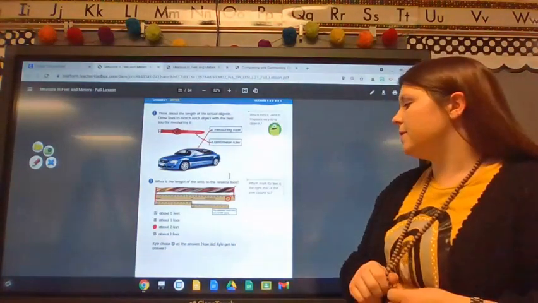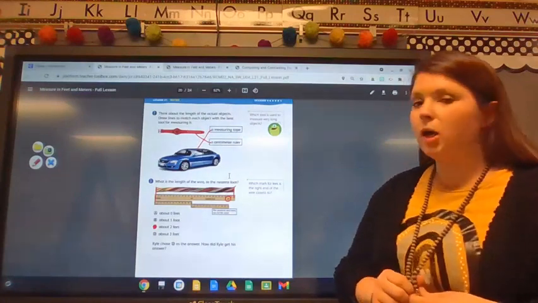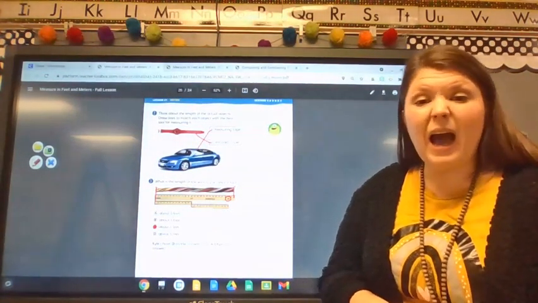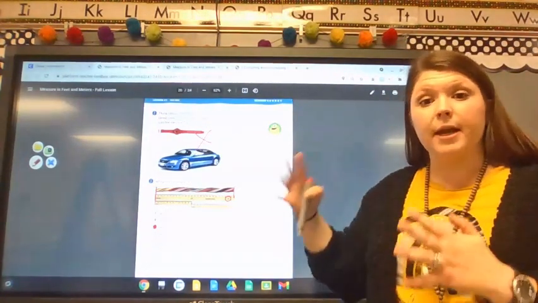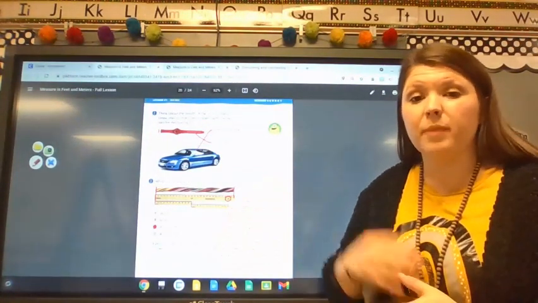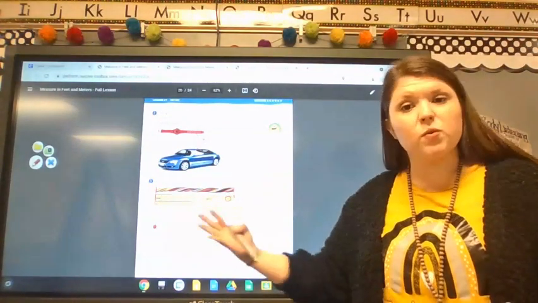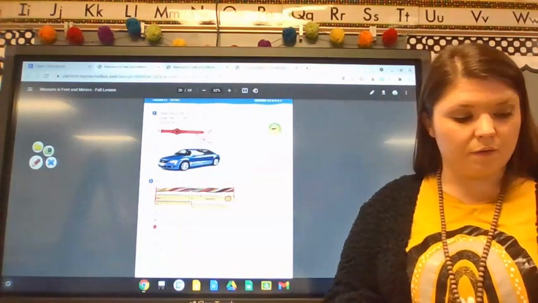It says Kyle chooses D as the answer. How did Kyle get his answer? Kyle thought because the length was greater than 2 feet that it would be 3 feet, but 3 feet would be too long. It's really closer to 2 feet, okay?